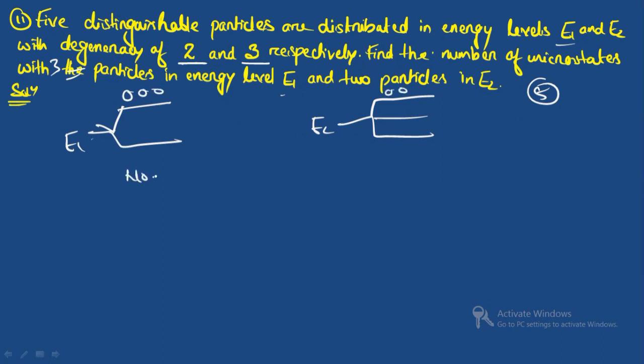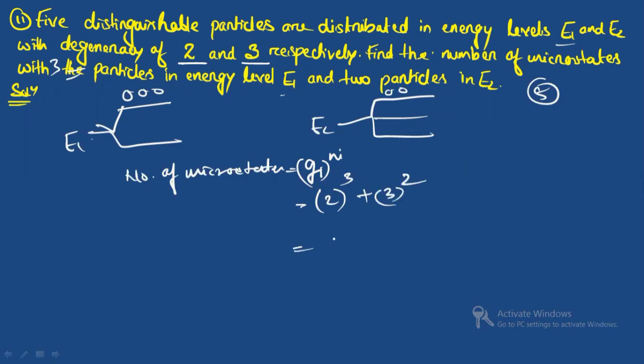So for this, you are just asked to find the number of microstates, or you can say the number of arrangements in which the particles can be arranged in the 2 levels. So for the number of microstates, you have directly a formula when you have the degeneracy and the number of particles, that is Gi to the power Ni. Here Gi is the degeneracy, Ni is the number of particles. So for this level, the degeneracy is 2, right? Number of particles is 3. For the next one, the degeneracy is 3, number of particles is 2, given in the question. So you will get 8 plus 9, that is 17. Clear? So your answer is 17 for this particular question.